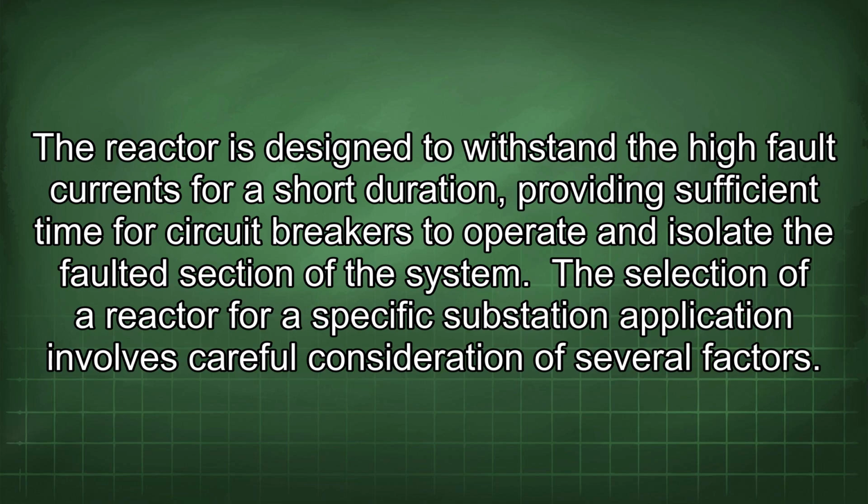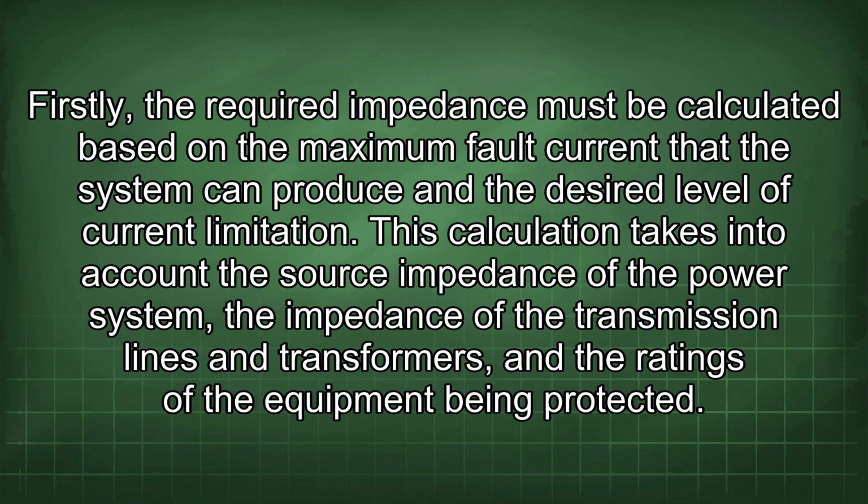The selection of a reactor for a specific substation application involves careful consideration of several factors. Firstly, the required impedance must be calculated based on the maximum fault current that the system can produce and the desired level of current limitation. This calculation takes into account the source impedance of the power system, the impedance of the transmission lines and transformers, and the ratings of the equipment being protected.